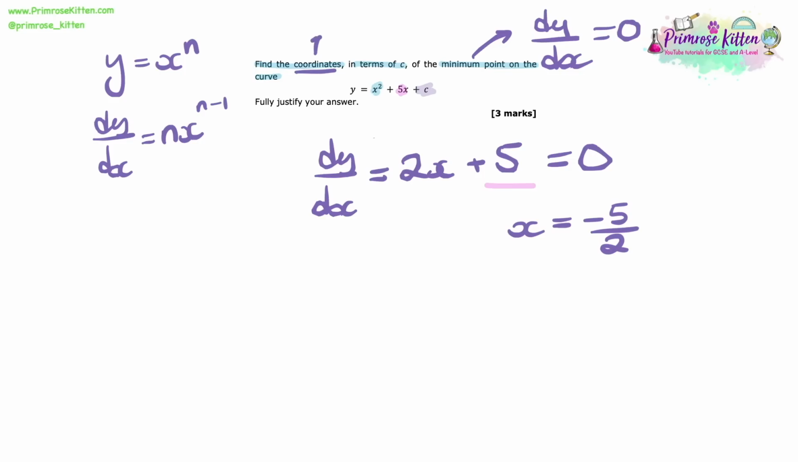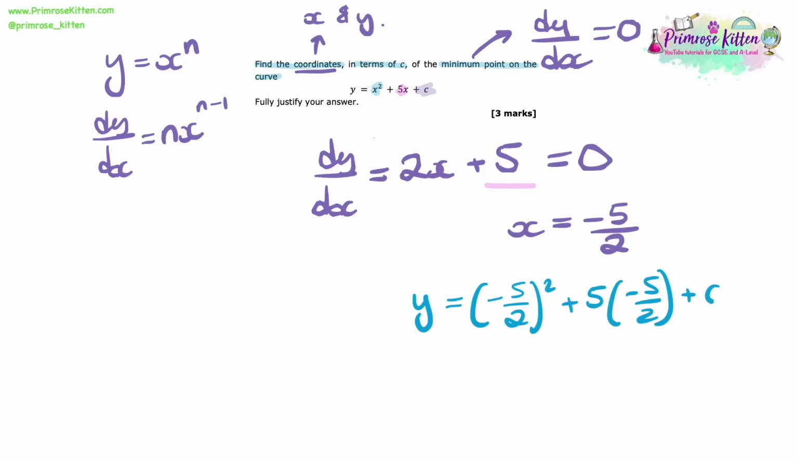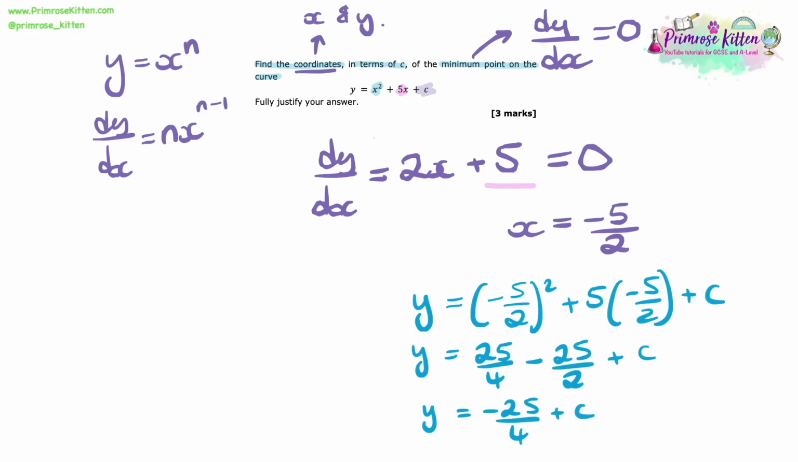So now we know the x-coordinate of this minimum point. However, we're not asked to find the x-coordinate, we want the coordinates. So we need both the y and the x-coordinate. To get the y-coordinate, we go back to our original equation, x squared plus 5x plus c, and substitute in minus 5 over 2. As you can see, I've got y equals minus 5 over 2 squared, don't forget your brackets, plus 5 times minus 5 over 2, and then plus c. Simplifying that together, I find that y is equal to minus 25 over 4 plus c.